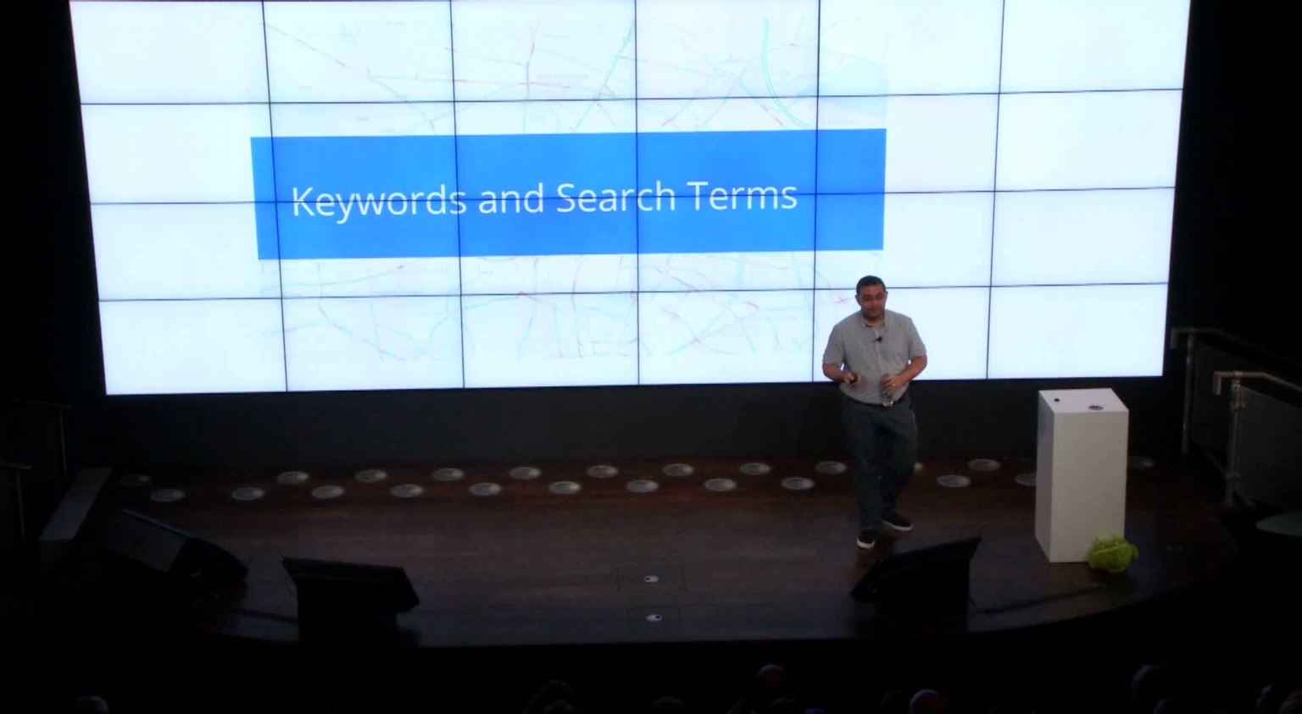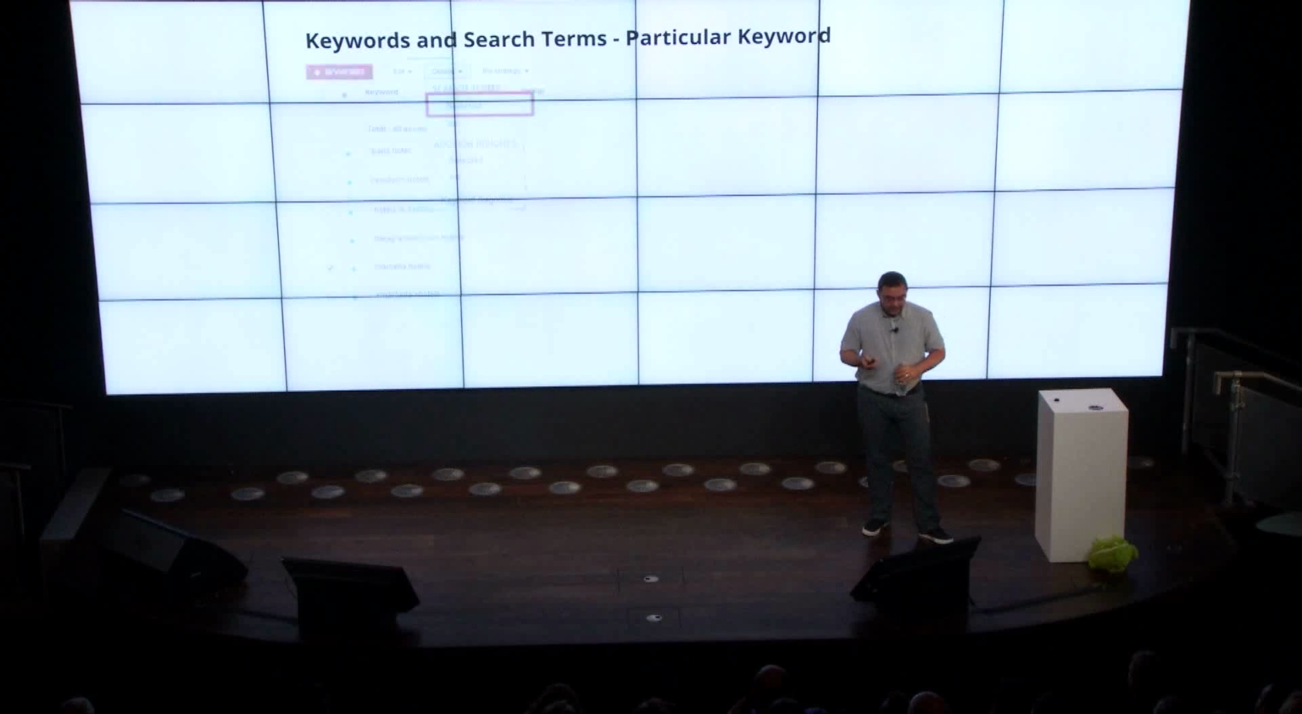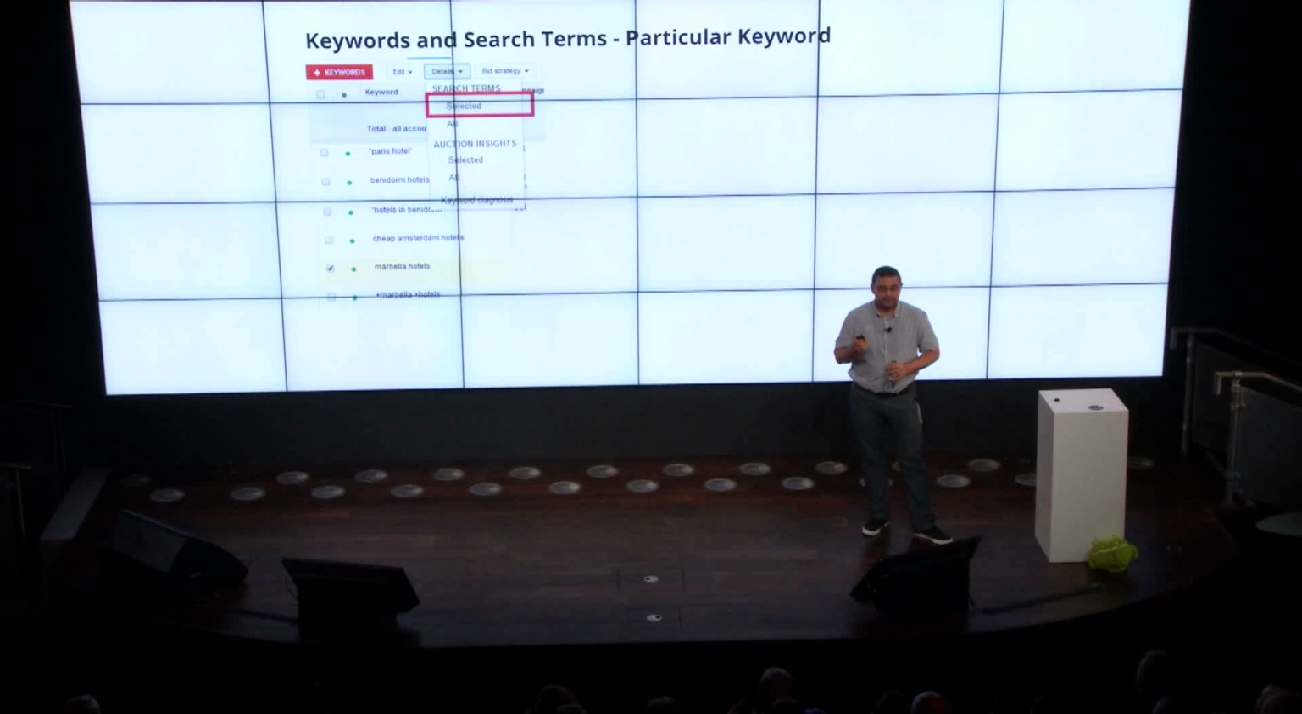Let's move on to keywords and search terms. Here in your account, you will see under the details button, the search terms section. And here you can choose one keyword and only look at the search terms related to that, or you can choose all and you can look at the ad group level or campaign level or even the account level, which search terms triggered your ads.